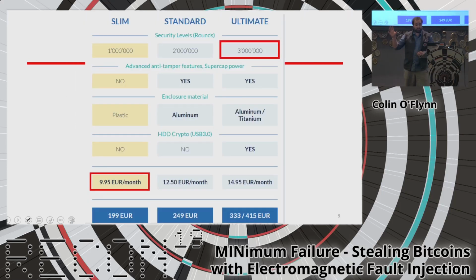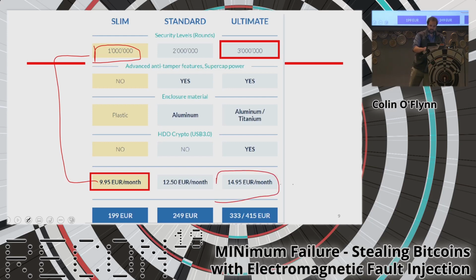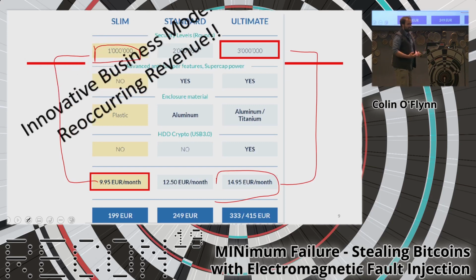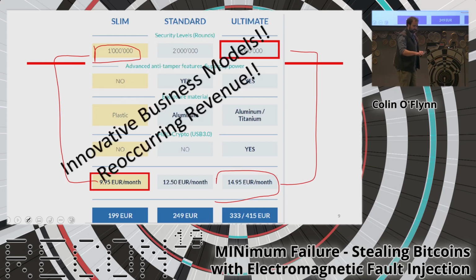They also have some really innovative pricing models. If you only pay this €10 a month and you're doing 1,000 rounds, why would you do that, when you could pay them €15 a month, or a million, sorry, and do 3 million key derivation rounds? So we have all of these really investor-friendly things going on nowadays.